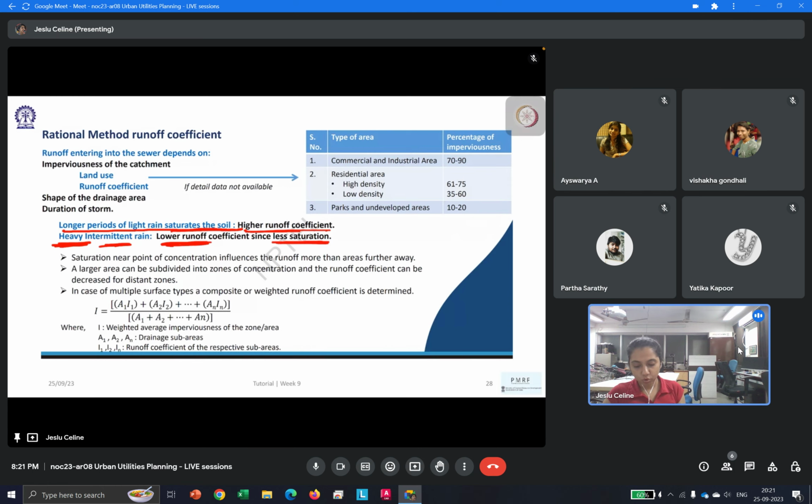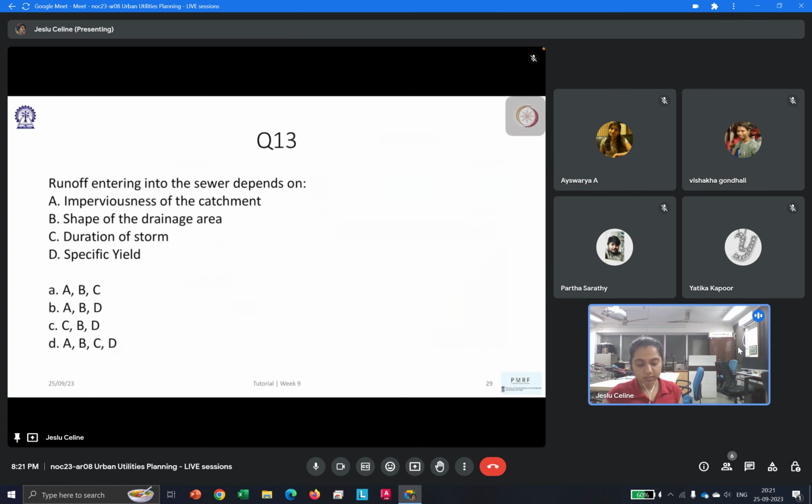Okay, so let's go to the next question. Question 13. Runoff entering into the sewer depends upon which of the following? A. Imperviousness of the catchment. B. Shape of the drainage area. C. Duration of storm. D. Specific yield. So let's go option by option. Imperviousness of the catchment. Does the runoff entering the sewer depend upon that?